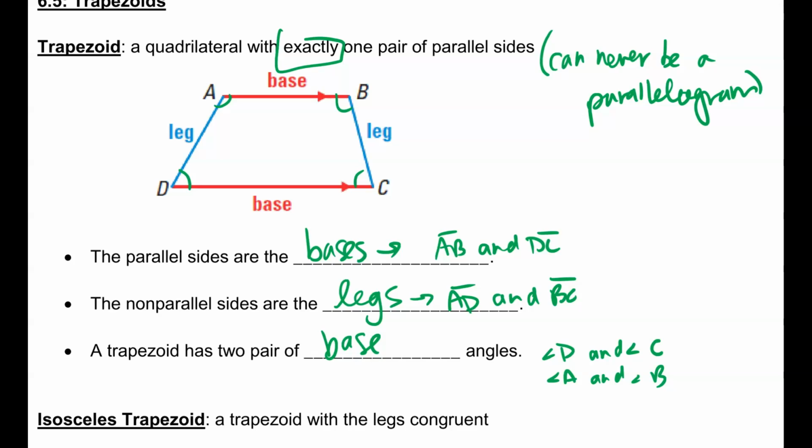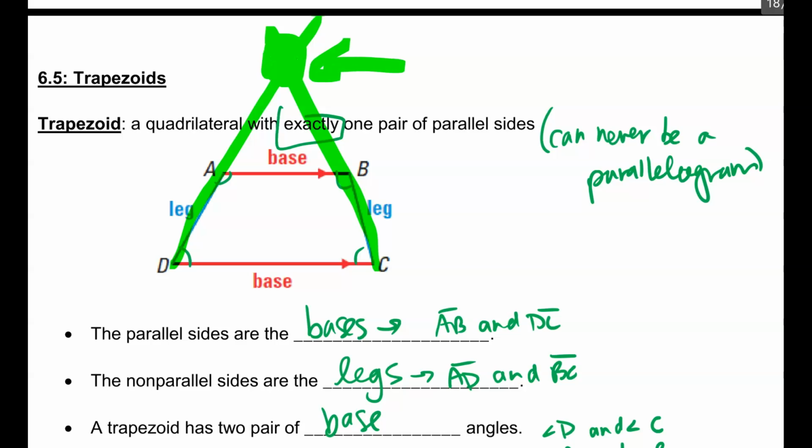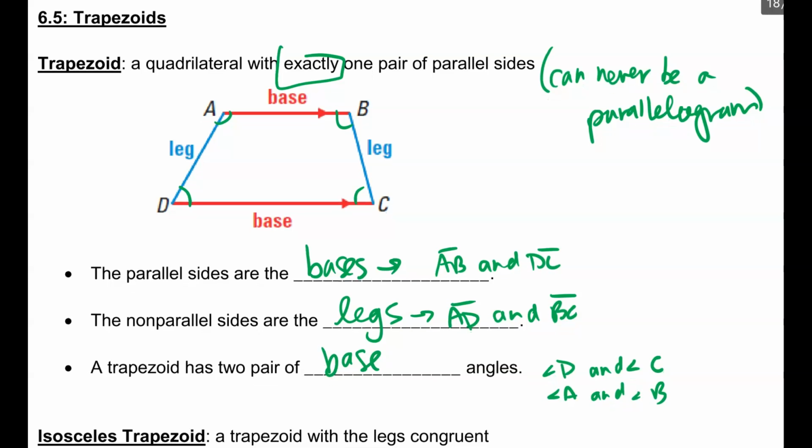It has exactly one pair of parallel sides. So the two bases are the parallel sides. The sides that are not parallel are the legs. And the reason is because if I extend out the legs, notice they cross right here. That's where they cross. So they're not parallel, because eventually if I extend out the sides, they will cross.